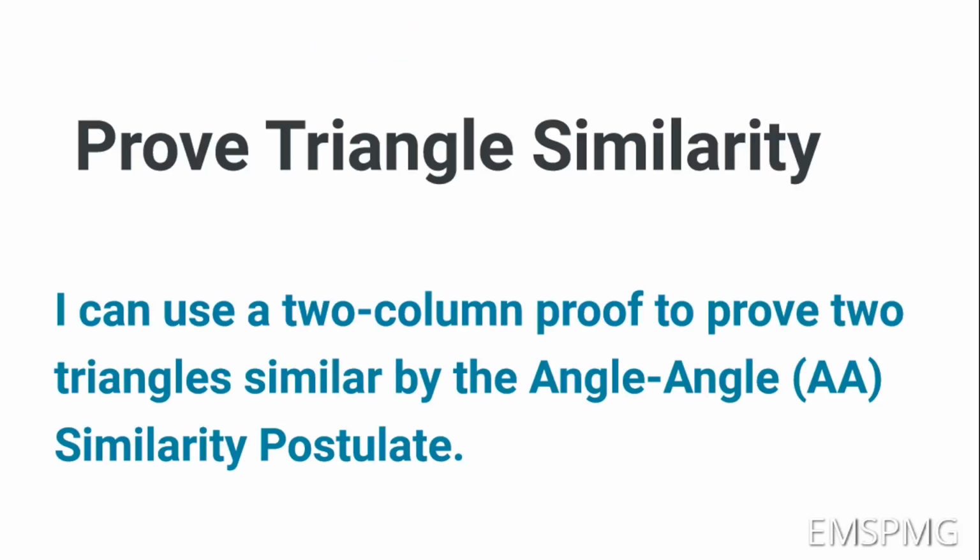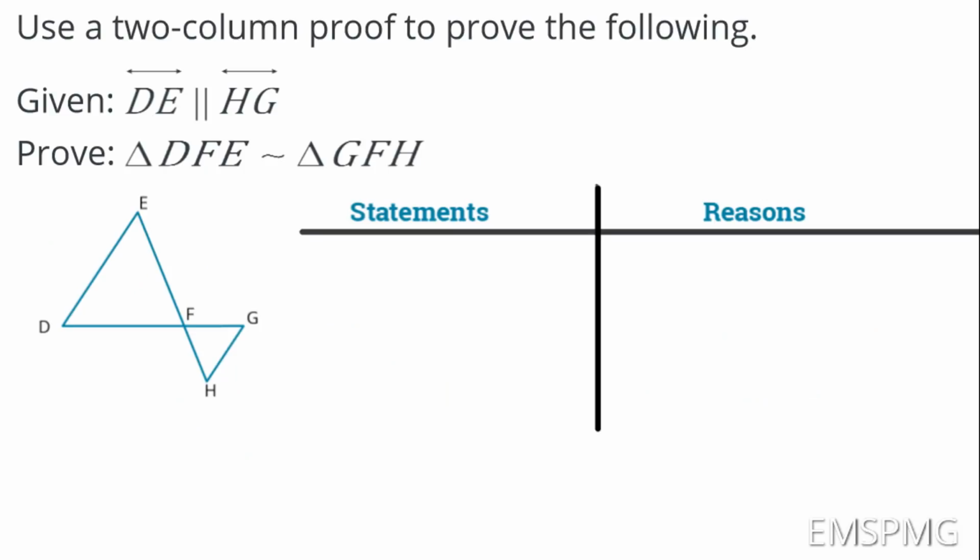By the end you want to be able to say, I can use a two-column proof to prove two triangles similar by the angle-angle or AA similarity postulate. So our directions say use a two-column proof to prove the following. We know that there's two parallel lines and we need to prove that the two triangles are similar to each other. So again, make sure you're always starting your proof off with your given information.